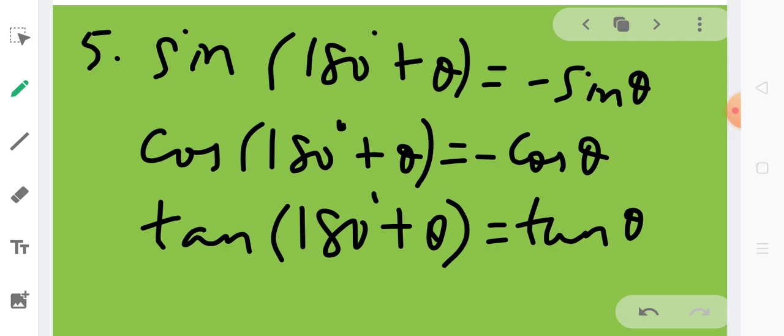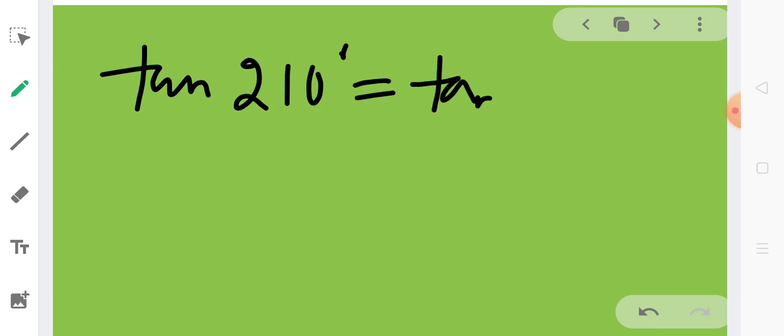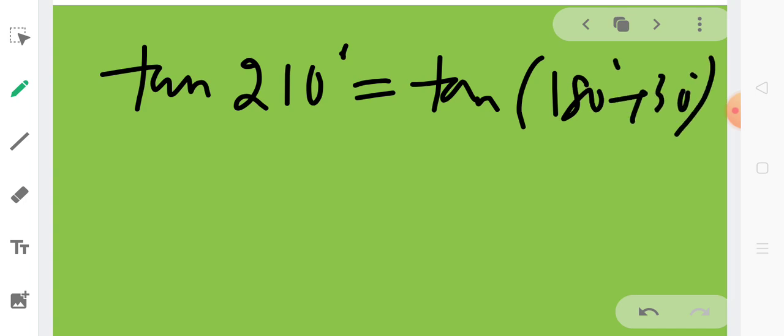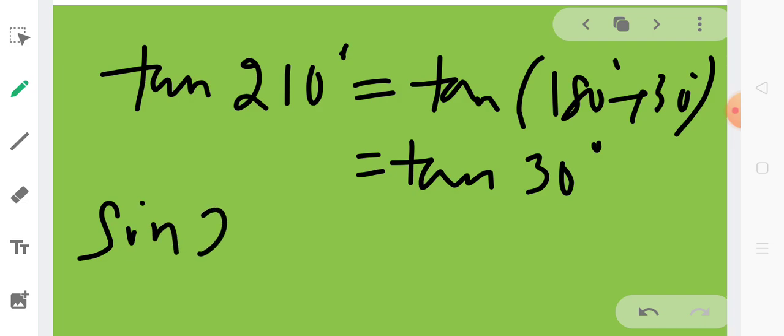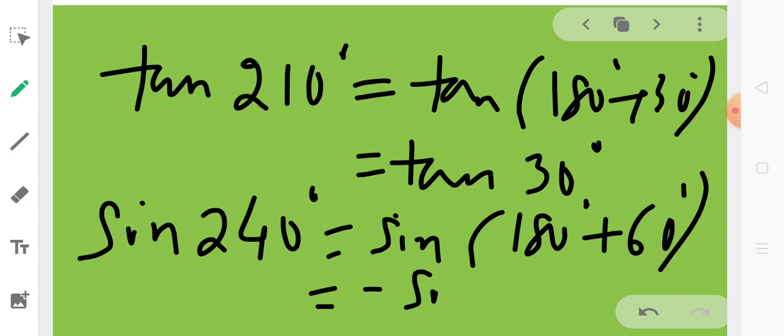Like for example, tan of 210 degree will be equal to tan of 180 degree plus 30 degree. So that should be equal to tan of 30 degree. But suppose you are calculating sine of 240 degree. That should be equal to sine of 180 degree plus 60 degree. So that should be equal to minus sine of 60 degree.